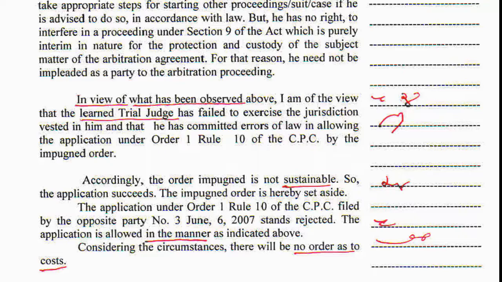Order impugned is not sustainable, so the application succeeds. The impugned order is hereby set aside, where the application under Order 1, Rule 10 of the CPC filed by the opposite party number 3, June 6, 2007 stands rejected. The application is allowed in the manner as indicated above. Considering the circumstances, there will be no order as to costs.